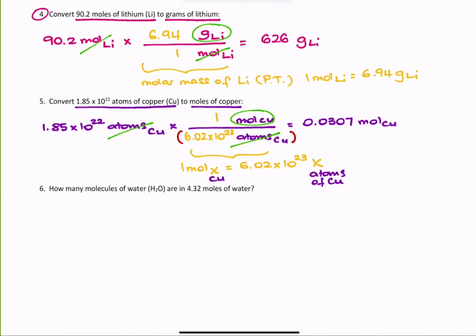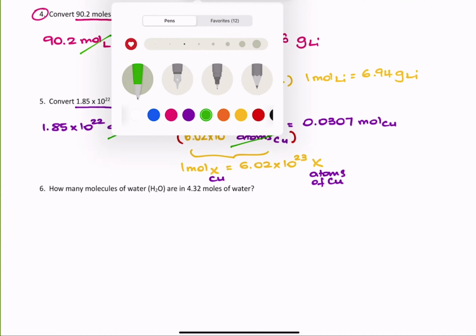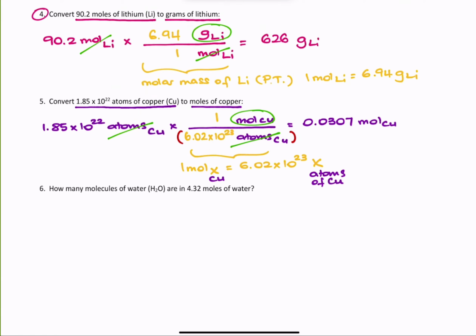The next question is asking about molecules of water. Therefore, we want to know how many molecules of water are in 4.32 moles of water. We're given 4.32 mole of water, H2O. We want to cancel our mole of water and convert to molecules of H2O.